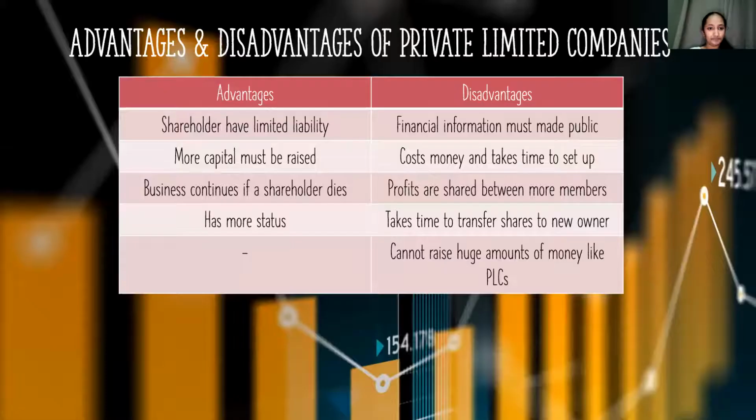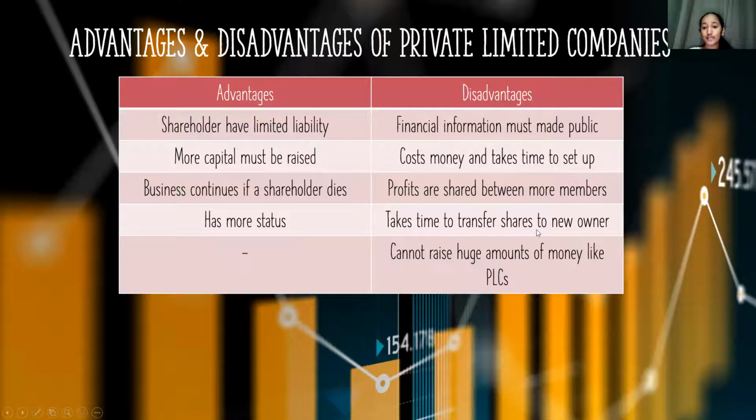Okay, next. What are the advantages and disadvantages of private limited companies? Advantages say that shareholders have limited liability, more capital can be raised, business continues if shareholders die, has more status in the public. Disadvantages say that financial information must be made public, costs money and takes time to set up, profits are shared between more members, takes time to transfer shares to new owner, cannot raise huge amounts of money like PLCs. PLCs means public limited companies, an abbreviation.